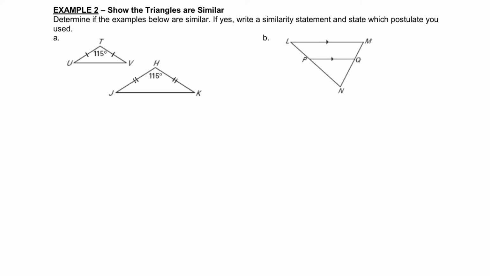Looking at example 2a, we can see right away that we have a pair of corresponding congruent angles. And then these are isosceles triangles where each triangle has a pair of sides that are congruent. And notice that we're talking about the angle that's included between these two pairs of sides that are marked as congruent. I'm going to put some numbers on here to help you visualize what's going on with this one.